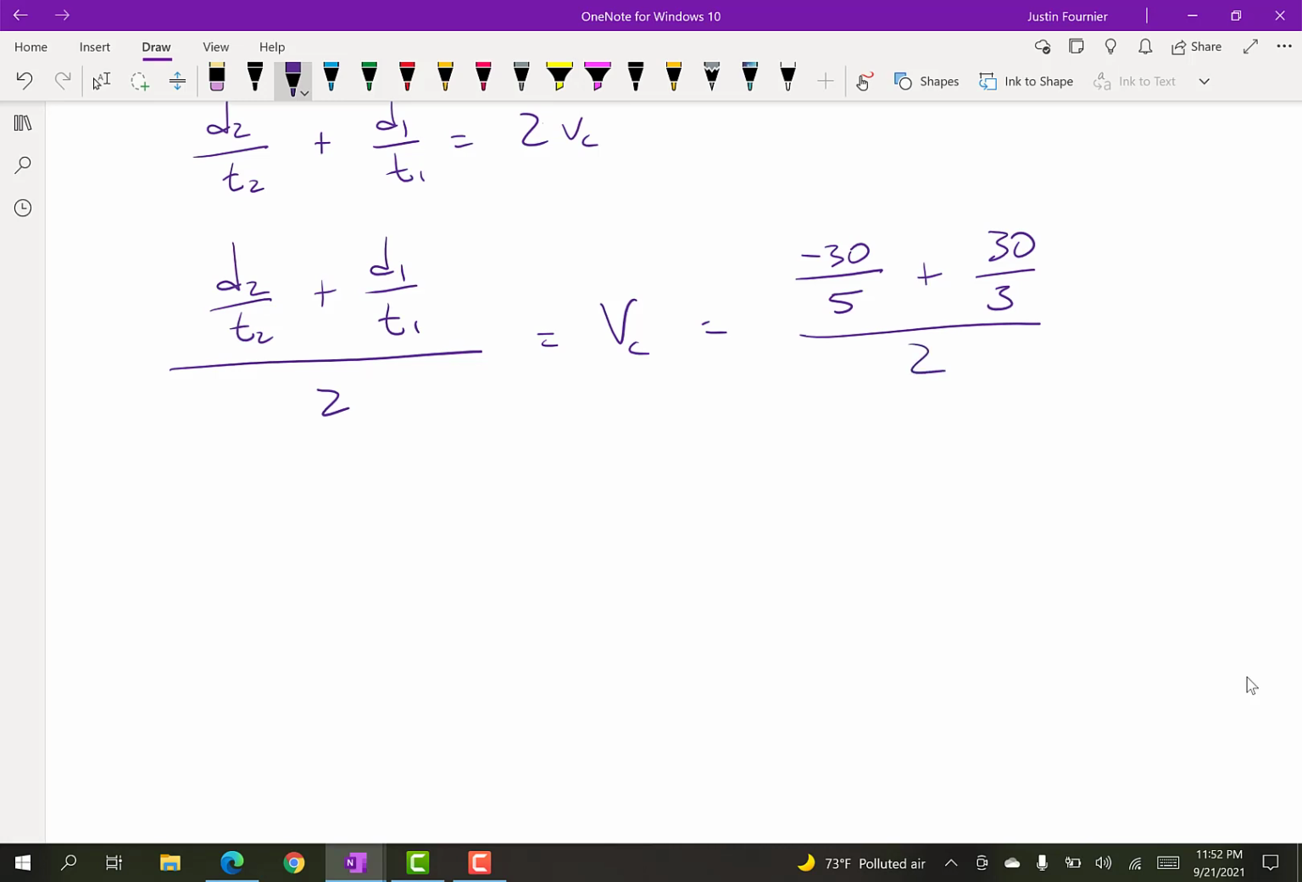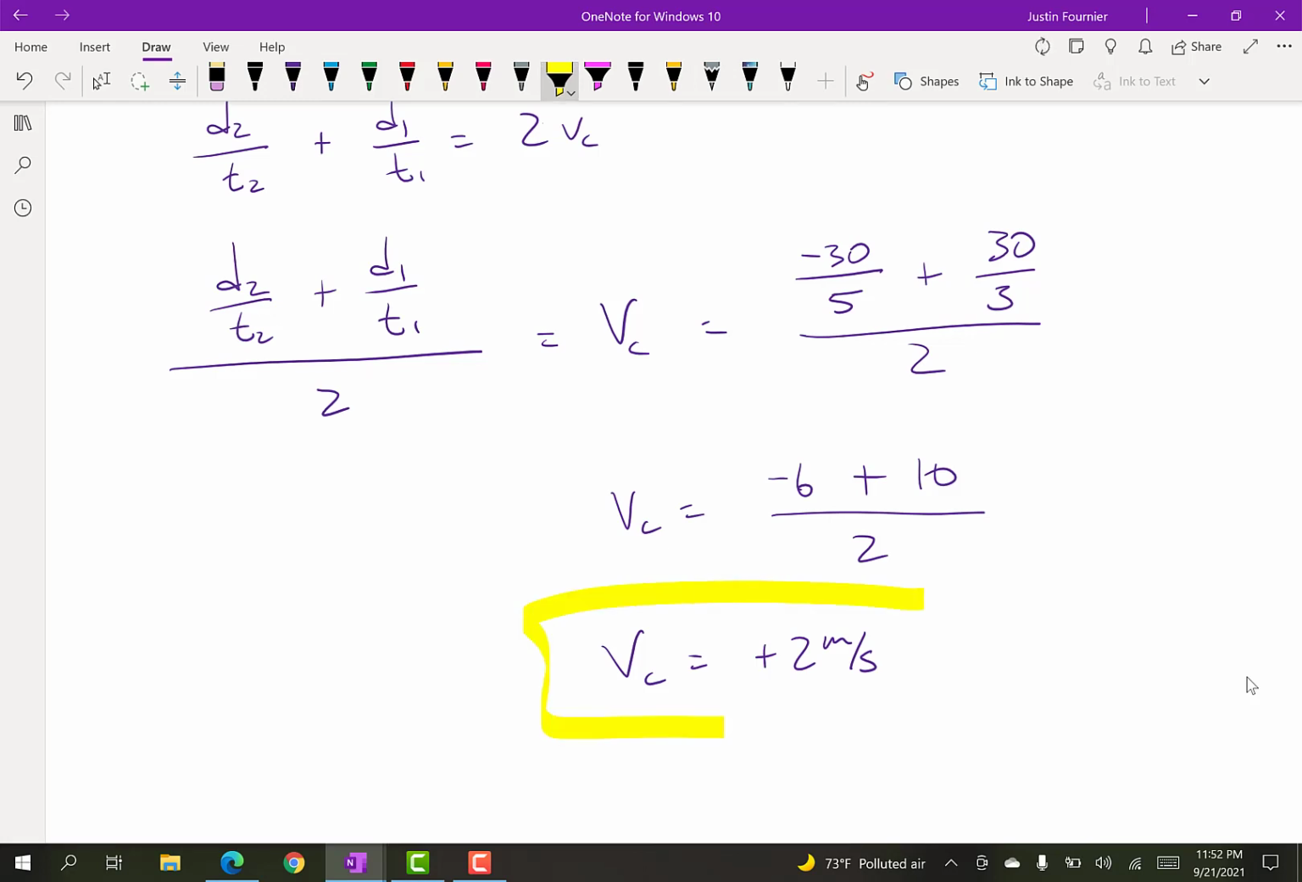So if I plug all that into my calculator, I got negative 30 divided by 5 plus 30 divided by 3. I can even simplify this. Negative 30 divided by 5 is negative 6, plus 30 divided by 3 is 10. So that gives me 4. And then 4 divided by 2 gives me a current of positive 2 meters per second.